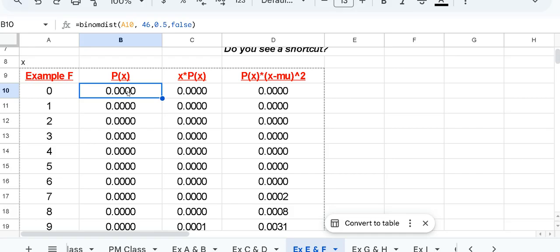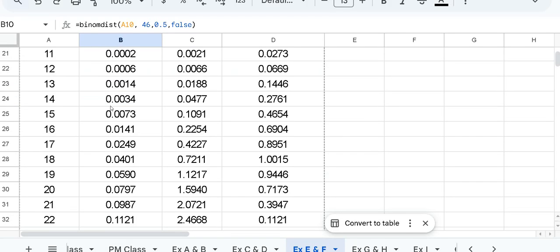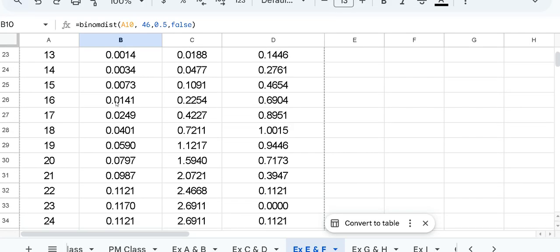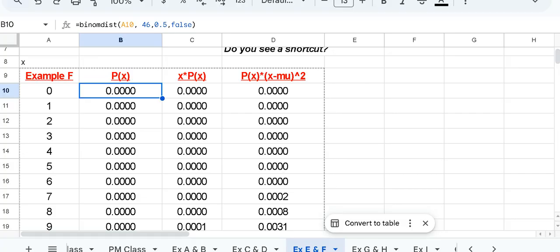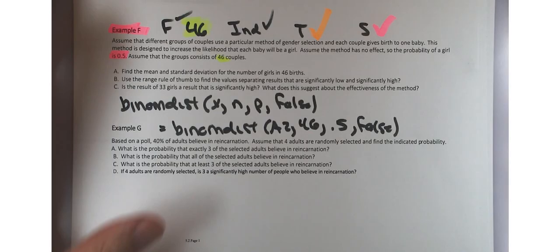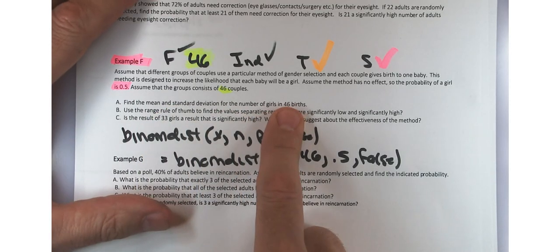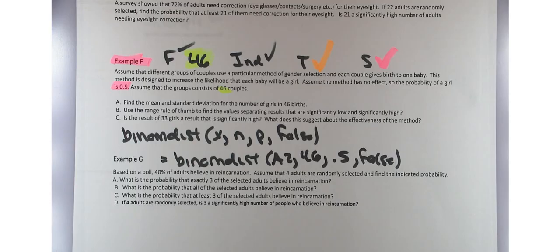Does it look like there's a good chance of getting 0 girls out of 46 if we did this experiment? No, that's not a trick question. It looks pretty close to 0. Now, as you move on down, you see higher and higher probabilities. Do you remember how to calculate the expected value, which is the first question we got to answer here? Find the mean and standard deviation of the number of girls in 46 births. How do you find the mean and standard deviation? The x times the probability of x, and then the sum of all 46.